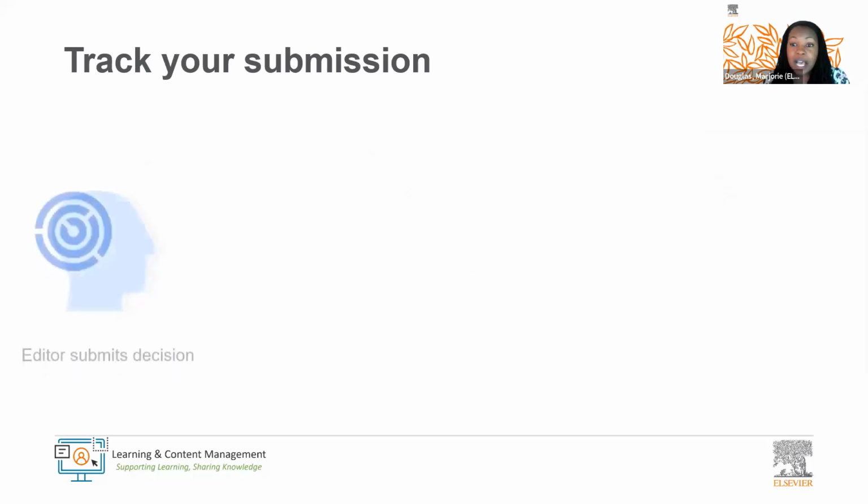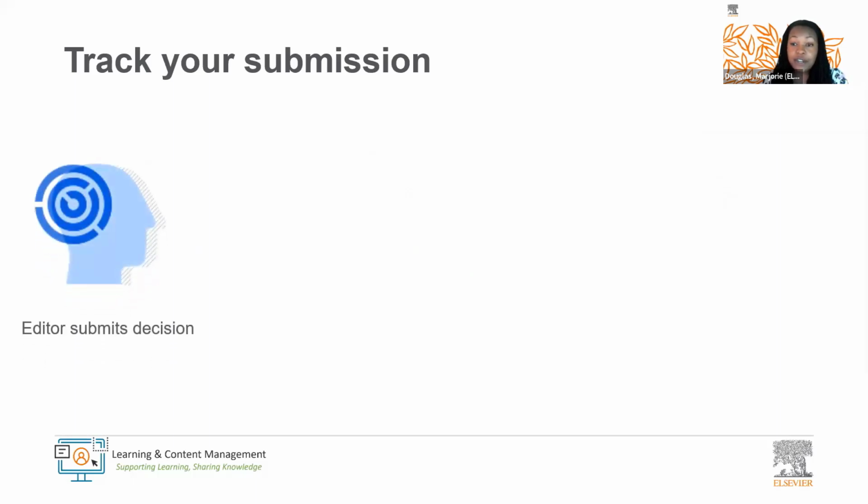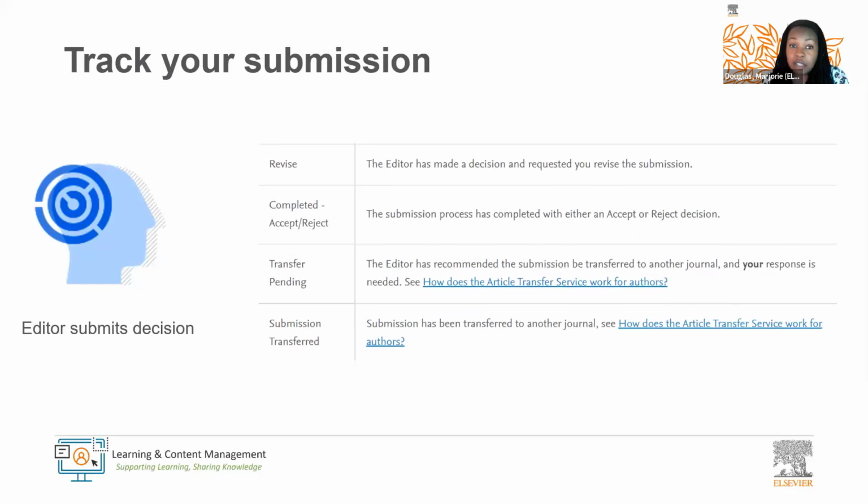Okay. The next step, the editor is going to submit their decision. This could be the editor-in-chief. Your submission may also receive different decisions, okay? The first that we're going to cover is a revise decision. The editor has requested that you revise the submission. You'll find the details of changes required and the deadline for your revision in the decision letter.